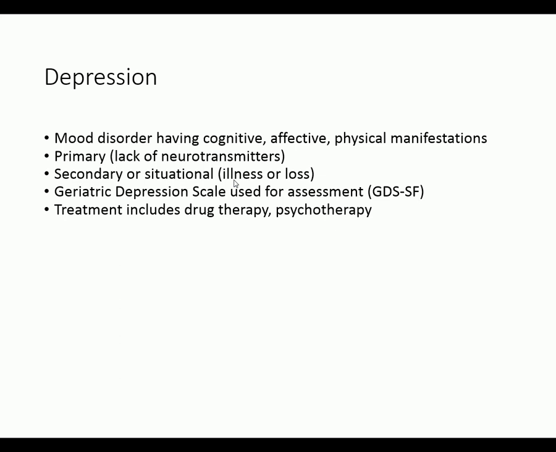SSRIs are the drug of choice for these patients, and the thing to remember about it is that it can take 2 to 3 weeks for them to start working. Okay? Tricyclic antidepressants should not be given to older adults because they have anticholinergic properties, and it can cause acute confusion, severe constipation, and urinary incontinence in these patients. Okay?